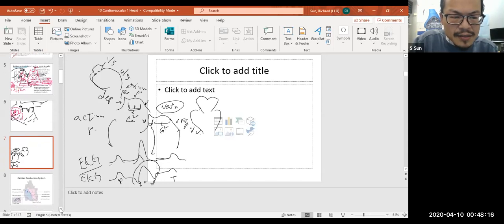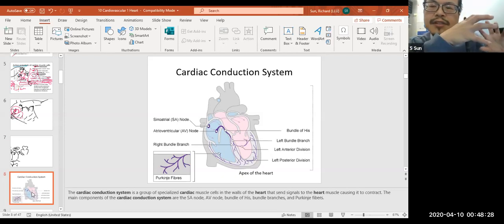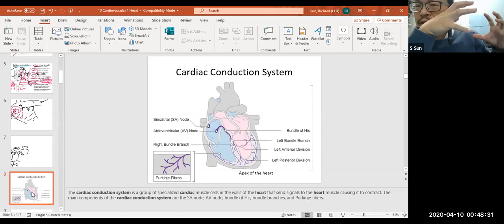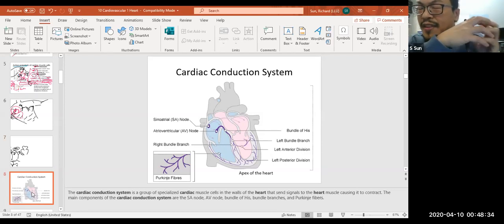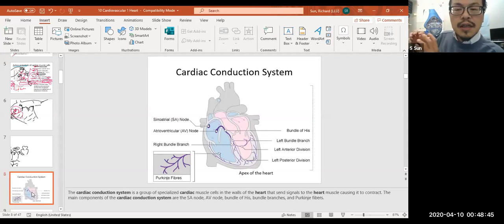Then the next step is to talk about the electric conduction. Because the thing about the heart is that the heart muscle contracts not by our motor neuron. In our skeletal muscle, the upper motor neuron talks to the lower motor neuron, and the lower motor neuron sends out an axon to excite the muscle. But the heart is different. The heart contracts by itself. So it has its own conductive system.